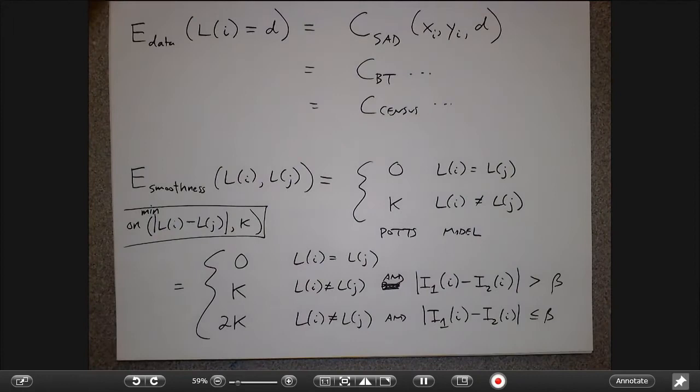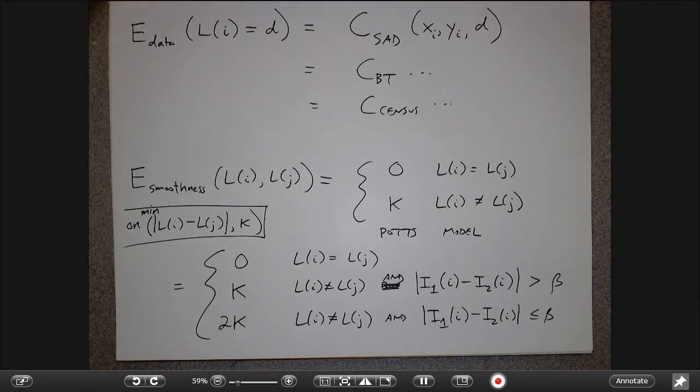Let me pause and ask, any questions about this big picture? This is not the best stereo algorithm you could make, but it's a decent stereo algorithm. Certainly better than dynamic programming, okay?